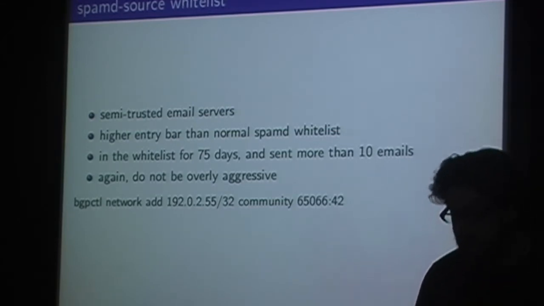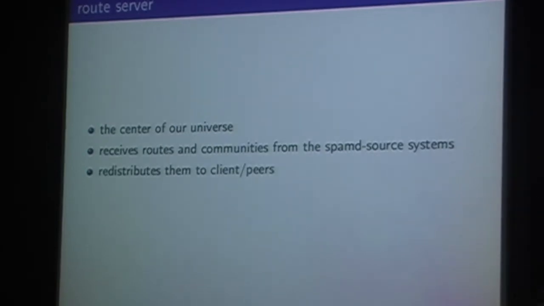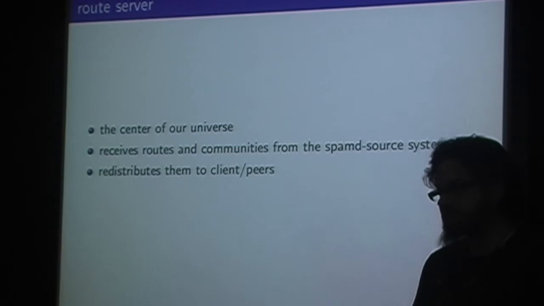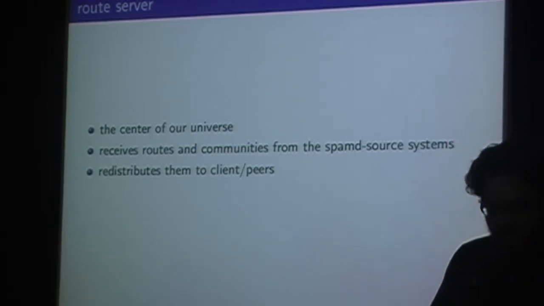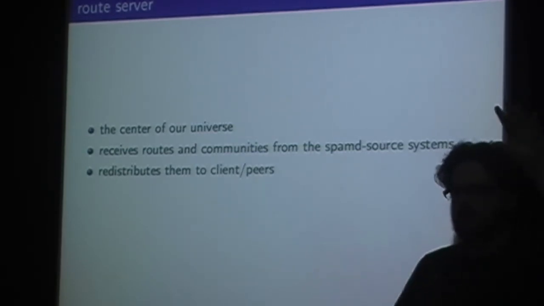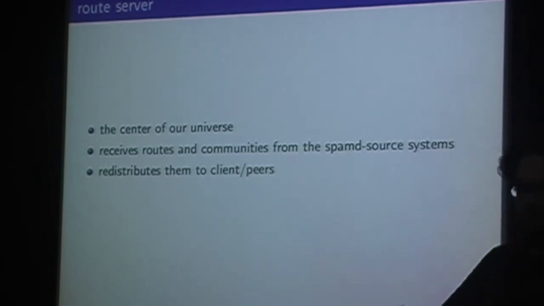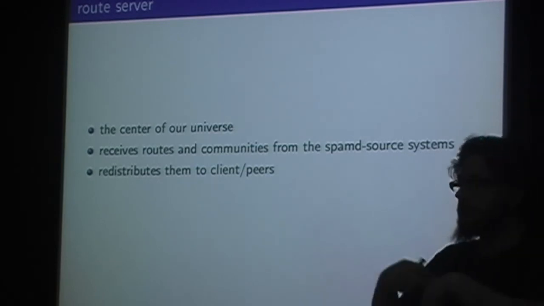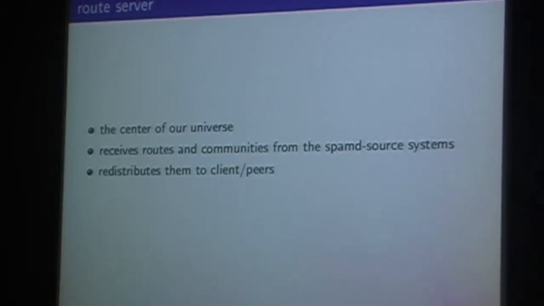That's just the ones I'm using for these papers. So then the SPAMD sources connect to our route server. The route server is the center of the universe. Everything talks to it. It is basically set up in a star topology where you have all of your SPAMD sources. Right now we have 3 that are connecting to a central machine. This machine is receiving them, scanning the information for various pieces of validity, and sending them to all the peers.